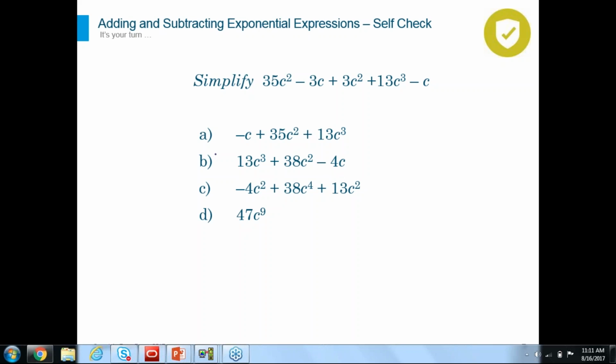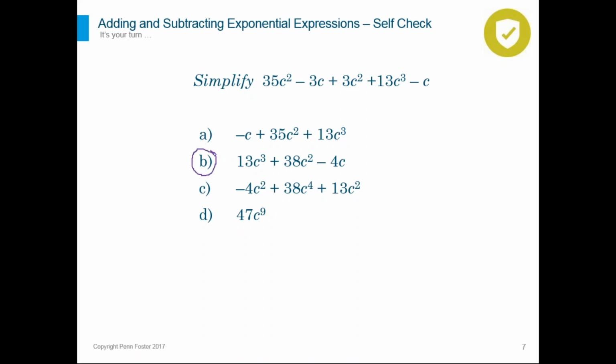The answer for that is B. B is the answer. Now, A is not the answer because if you look at the question, you are adding negative 3C and negative 1. Negative 3 minus 1 is not negative 1. It is negative 4. So anything that has anything else other than negative 4C would be an incorrect answer.